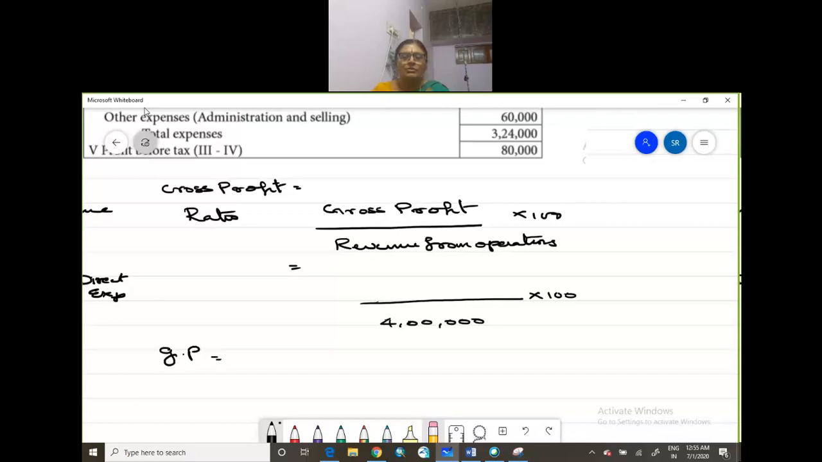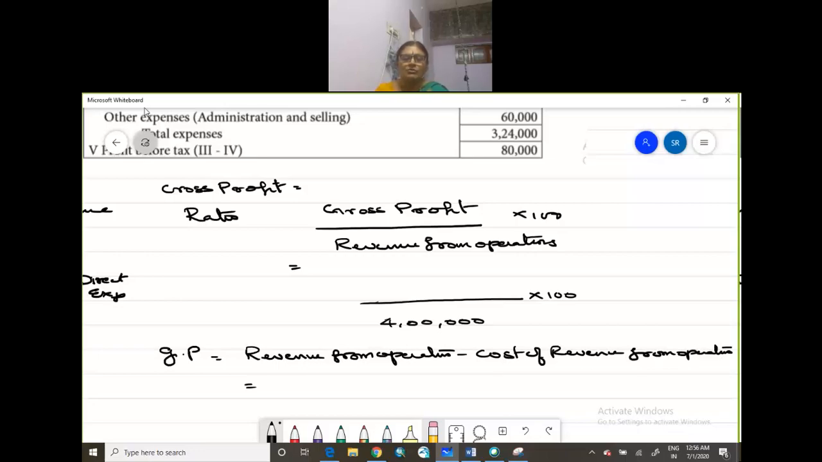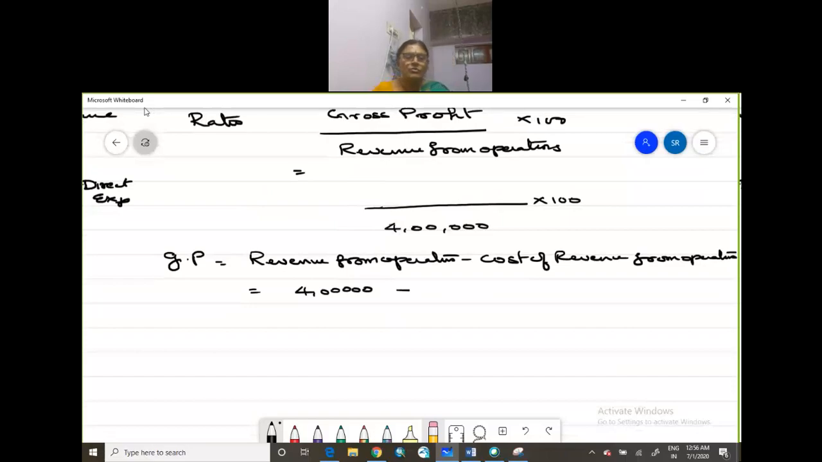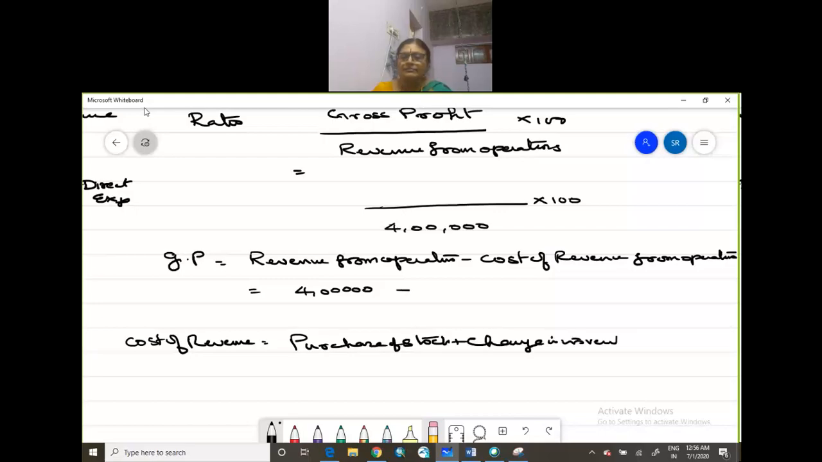We have to find out gross profit. So what is gross profit? Gross profit is nothing but revenue from operations minus cost of revenue from operations. Revenue from operations is 4 lakhs, minus cost of revenue. You have to find out what is cost of revenue. Cost of revenue is purchase of stock plus change in inventories plus your direct expense.